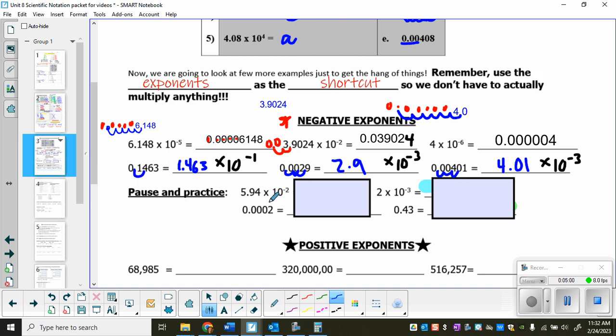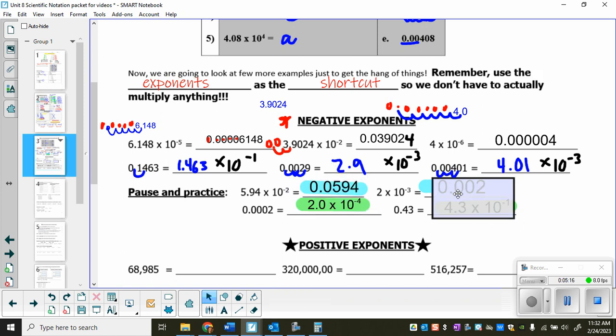And now's a chance to just pause and practice. Just pause the video and practice these 1, 2, 3, 4 problems to see how you're doing. And when you hit play, I'll remove those gray boxes so you can check. Okay, so go ahead and hit pause and try these 4 right now. All right, let's see how you did here.